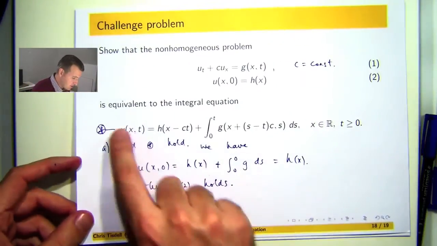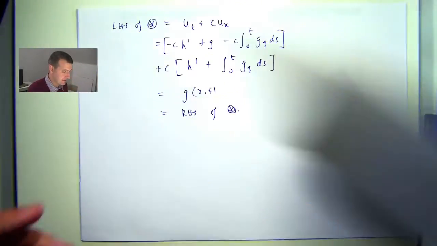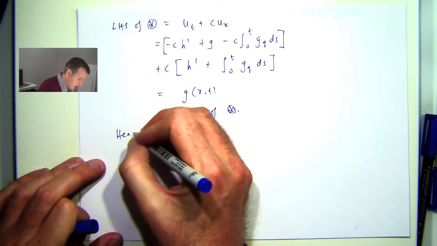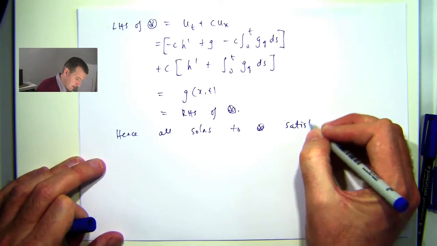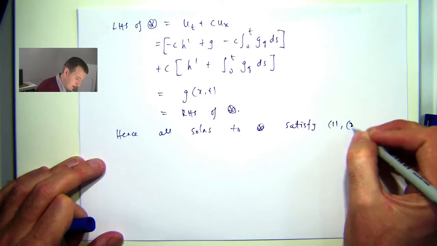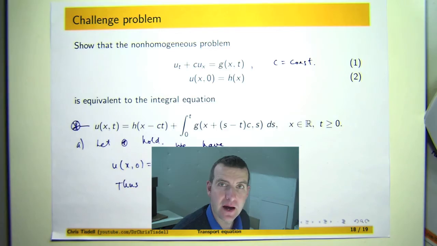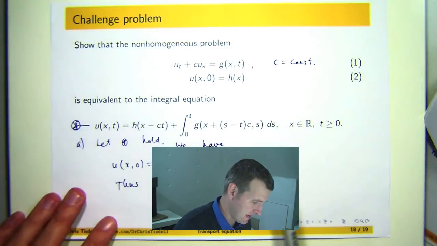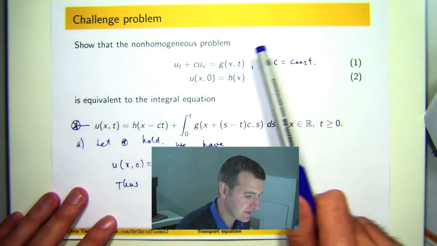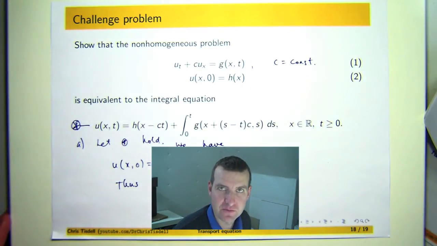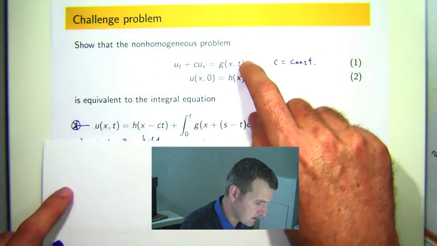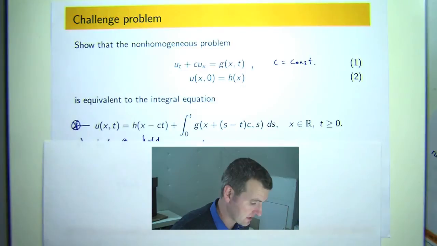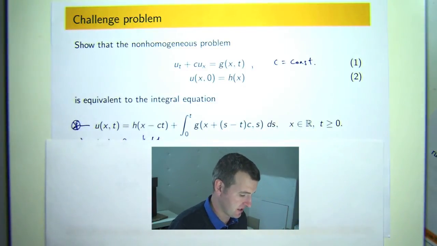We showed that every solution to this problem satisfies this and this. So let's make a conclusion. Hence, all solutions to star satisfy 1 and 2. Okay, so we've shown that every solution to the integral equation must satisfy this initial value problem. So now let's go the other way. Let's assume u is a solution to 1, 2 and come up with this integral expression here.